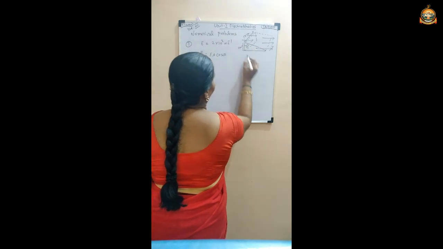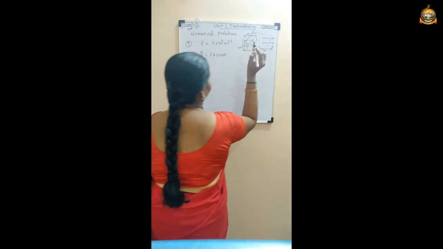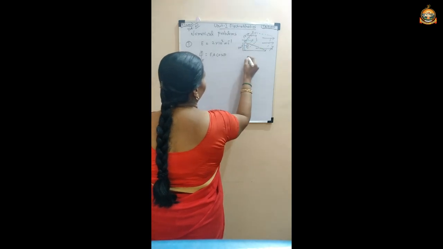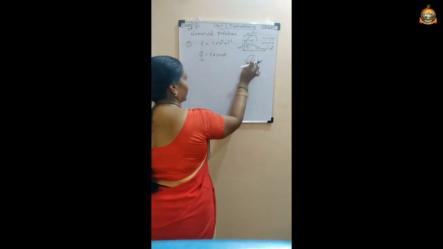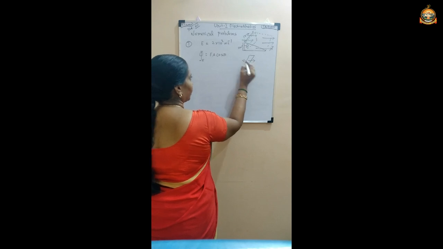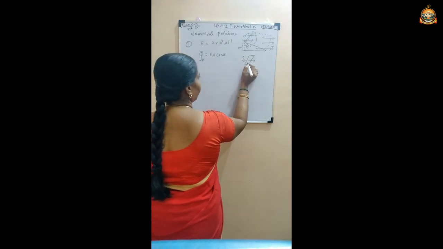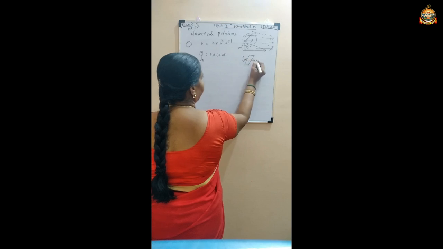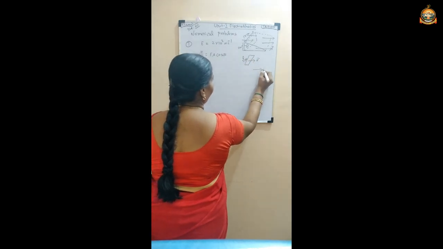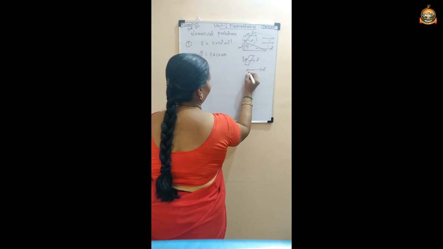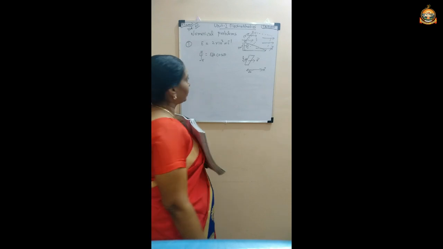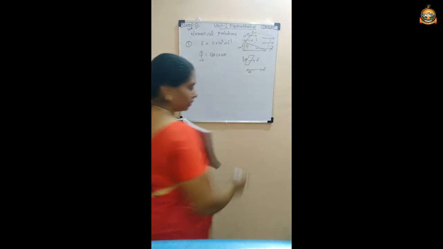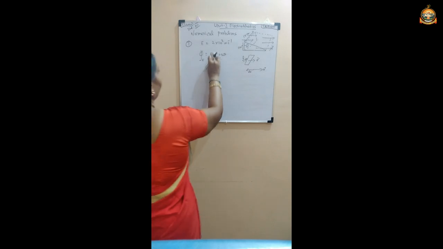See here, the electric field is passing along these directions. On this rectangular surface, the electric field is along these directions. The normal to the area dA is along this direction, and the E is along this direction. Therefore, the flux is E dA cos theta.